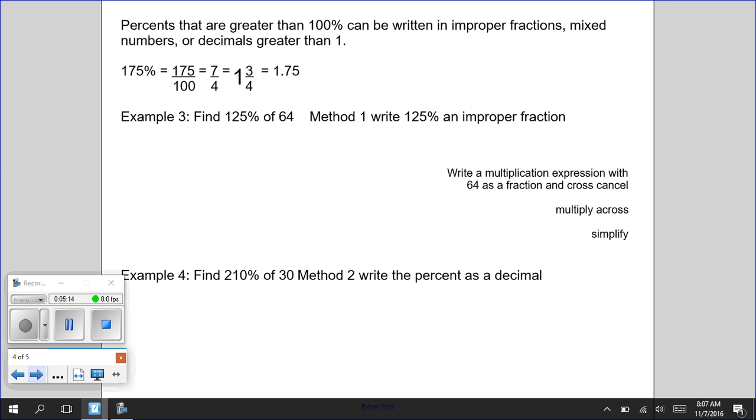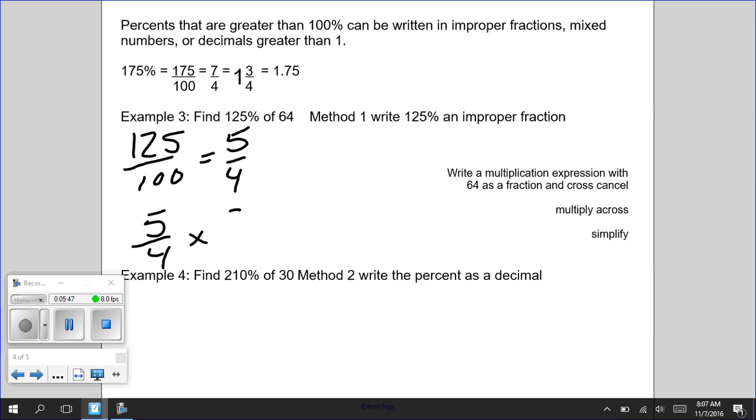All right, so for example 3, we're going to find 125% of 64. We're going to use method 1, where we are going to write 125% as an improper fraction. So first thing we need to do is put 125 over 100. Simplify. I'm going to divide by 25. You end up with 5 over 4. All right, now I'm going to use 5 over 4, and I'm going to multiply it by 64 as a fraction, which is 64 over 1.